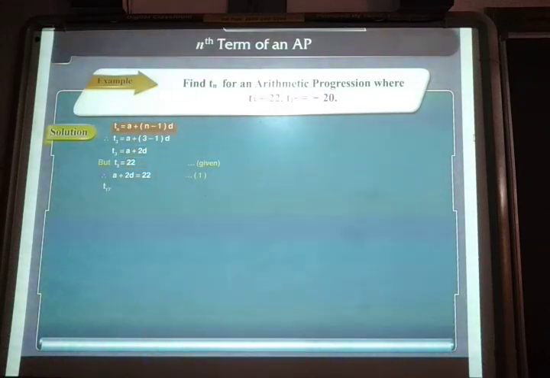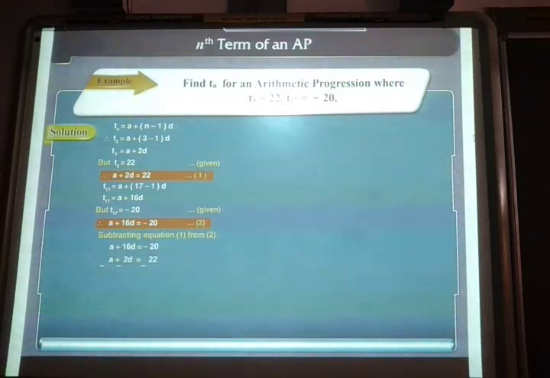Now, T17 is a plus 17 minus 1 into d, which is equal to a plus 16d. It is given that T17 is minus 20. Therefore, a plus 16d is minus 20. Let us denote it as equation 2. By solving these two equations, we can find the values of a and d.